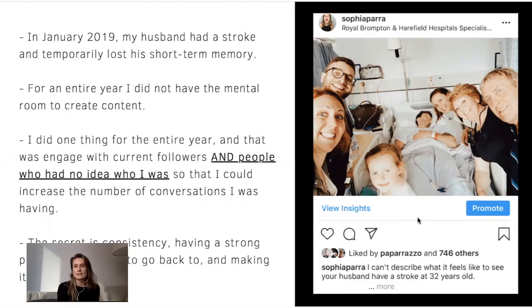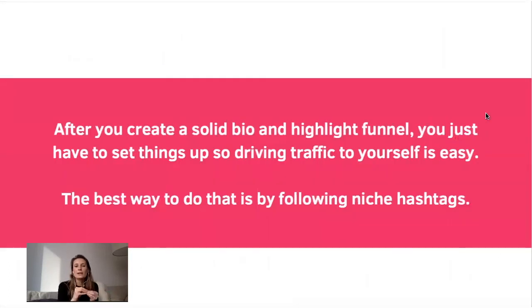The secret to this next part that I'm going to tell you is consistency, having a strong page for prospects to go back to, and making it easy for yourself to do. After you create a solid bio and highlight funnel, you just have to set things up so driving traffic to yourself is easy. And let me be clear here. There are a lot of different ways to drive traffic for yourself, okay? I'm not talking about all of them here. That might be a whole other conversation another time.